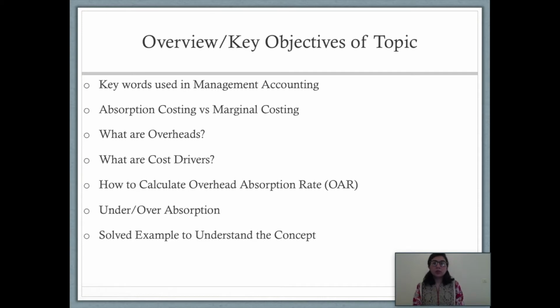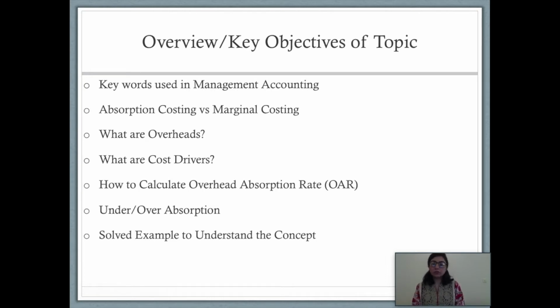Now, over under absorption is one of the most difficult areas of management accounting. Unless students understand what absorption costing is, what marginal costing is, and how to calculate over under absorption, they won't be able to move forward. This is the topic that creates the base of management accounting. Once this is understood, management accounting is not going to be difficult for anyone.